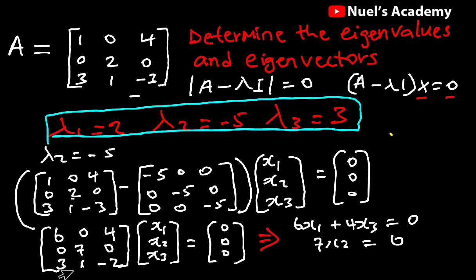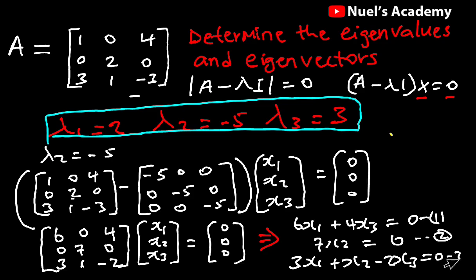Then from the third row, we have 3 times x1, 3x1, then plus 1 times x2, which is equal to x2, then minus 2 times x3. Then this will be equal to 0. Let this be equation 1, equation 2, and then this equation 3.